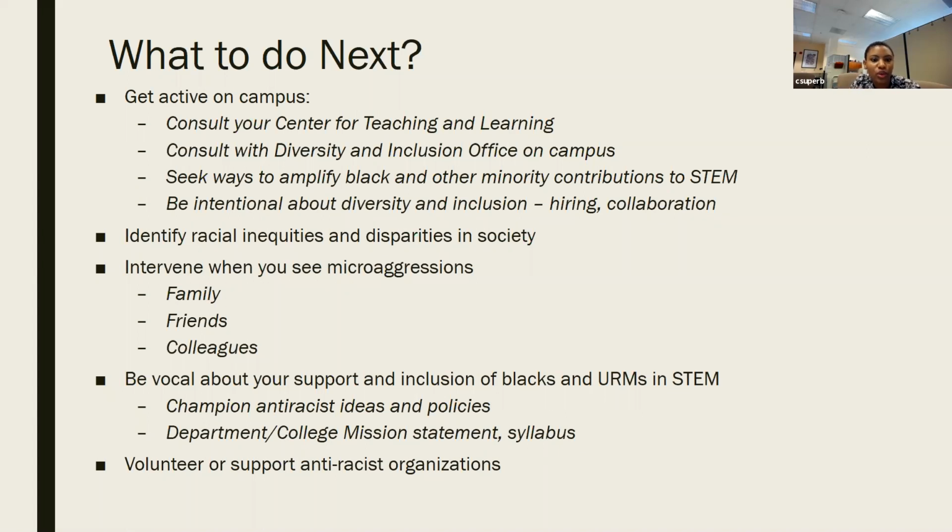You also want to identify other racial inequities, disparities in society, because anti-racism is a journey, and we know that racism happens on all types of levels. And so we want to make sure that we're aware outside of our culture or outside of our personal lives and our specific work areas. And then being anti-racist is about doing stuff. So you want to intervene when you see microaggressions or when you see policies in place that are disproportionately affecting people of color. And you also want to be vocal to support anti-racist policies and ideas. And so that can be in your mission statements, in your syllabus, just to let people know that we're really about being anti-racist. And then lastly, you know, when COVID-19 lets us out, volunteer and support anti-racist organizations.